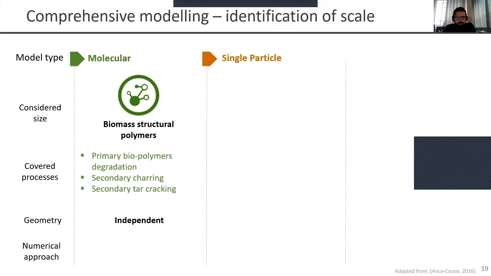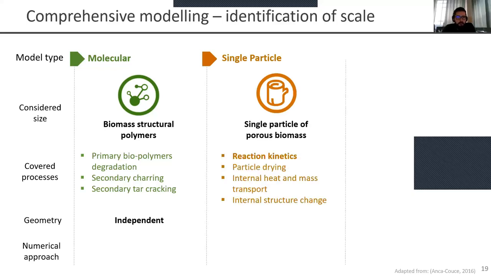A bit larger scale than that is a single particle of porous biomass, and it covers the previous models, so the molecular model in terms of reaction kinetics, also particle drying, internal heat and mass transport, and internal structure change. So the structural changes which take place during the conversion, and this one is geometry dependent, because the size of the processed particle is important, and also the structure of the wood itself has different parameters in different directions. Let's say in the longitudinal direction, along the grain, it has different properties than in the radial. If we look at the wood structure, then it's quite obvious.